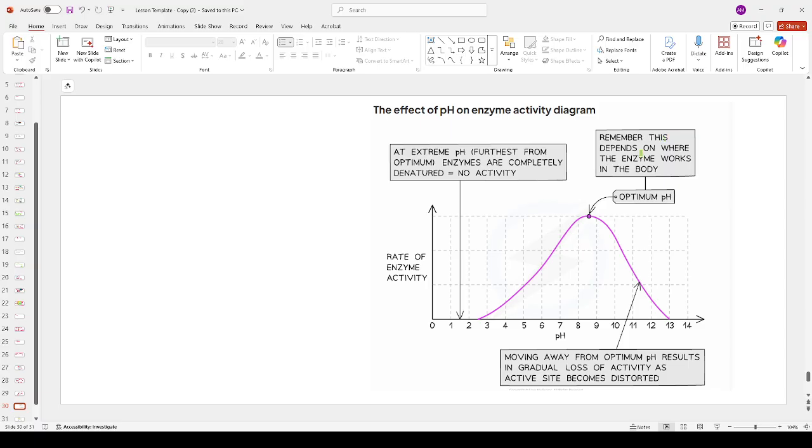Remember this depends on where the enzyme works in the body. Then that's at the optimum temperature, and then it slows down. So as the pH changes, the shape changes. As the shape changes, it stops doing its job. Exactly, yes. They denature slowly at a lower pH as well. So it's a bit symmetrical. Whereas with temperature, low temperature, is the enzyme denatured? The answer is no.